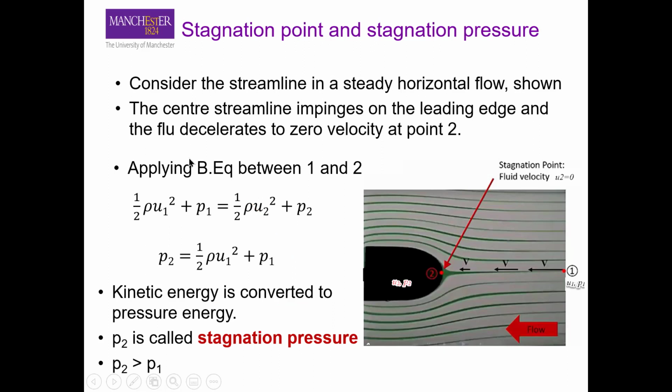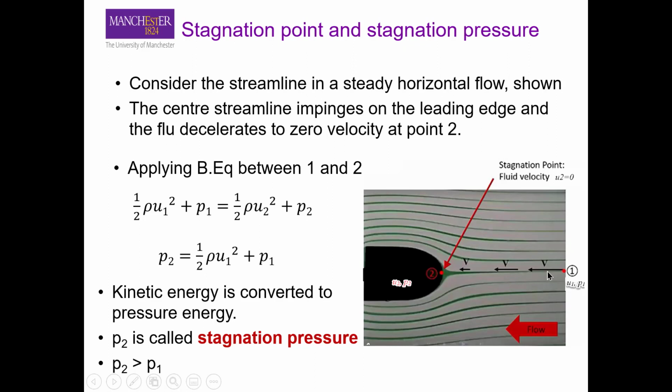Before we go into detail of the pitot tube, I want to introduce the concept of stagnation point and stagnation pressure. Here on the right hand side, you can see a system where you have a solid object, and around that solid object fluid is flowing, simulated by using dye. These streamlines, for example, are different layers of the fluid. At point 1, you have velocity u1 and pressure p1, and at point 2, you have velocity u2 and pressure p2.